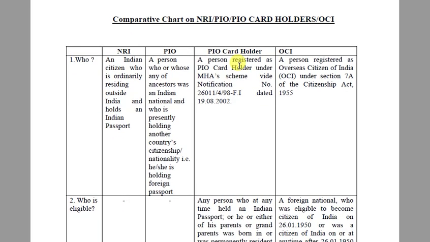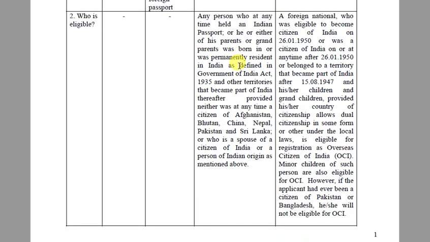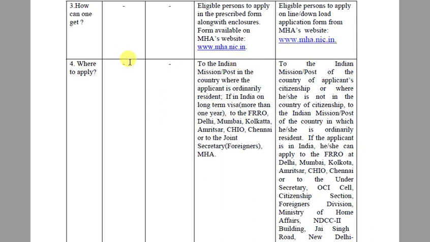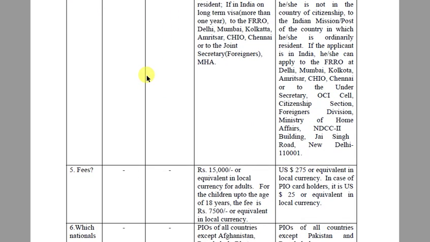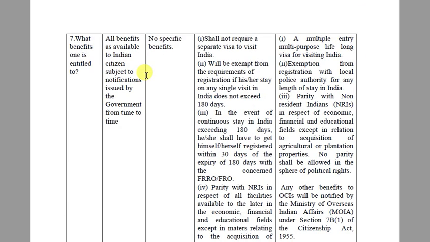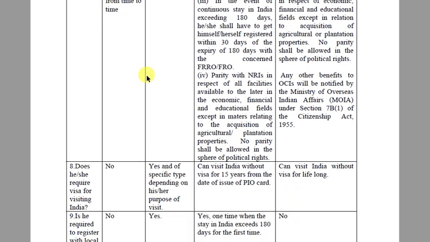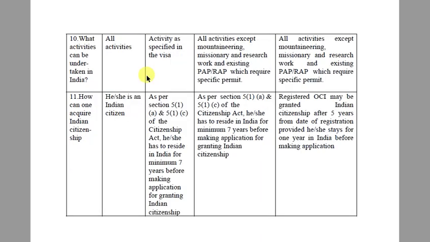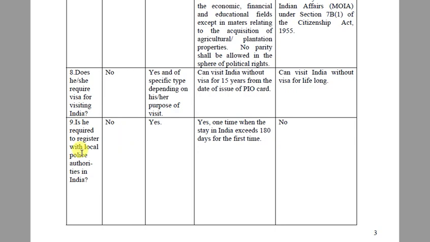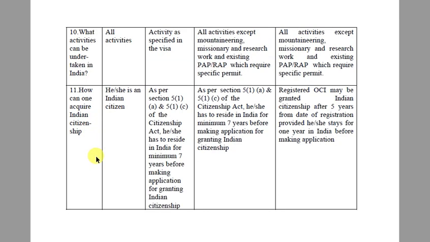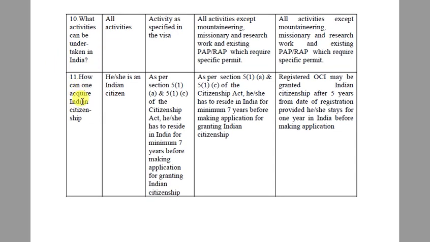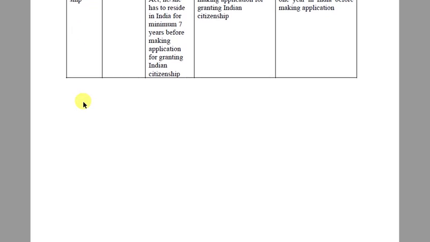So do go through this chart: who is eligible, how can we get it, where to apply, how much the fees are, and what benefits one is entitled to. Does he or she require a visa for visiting India under this, is he required to register with local police authorities in India, what activities can be undertaken in India, and how can one acquire Indian citizenship through this. These are the major differences that define NRI, PIO card holders, and OCI card holders.